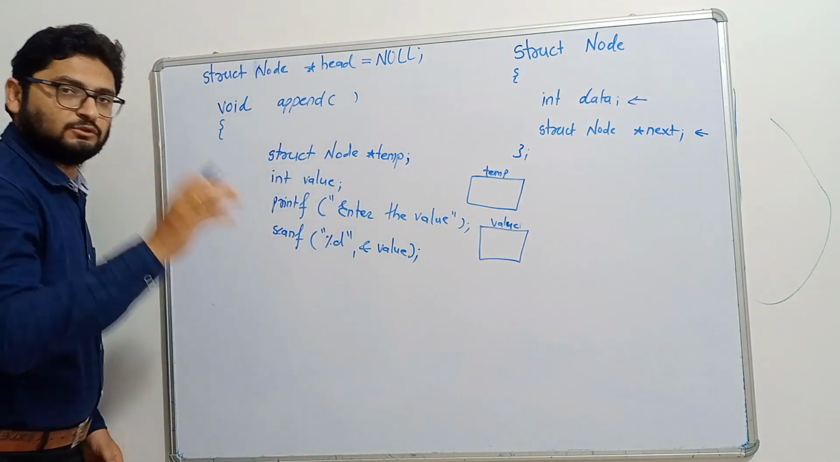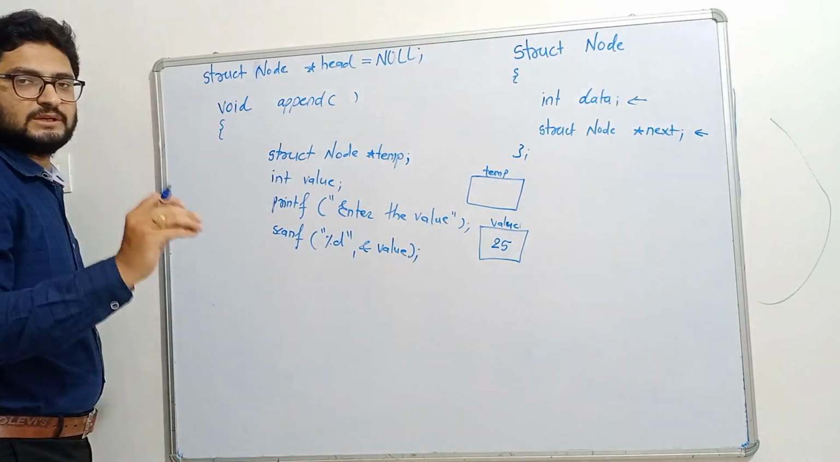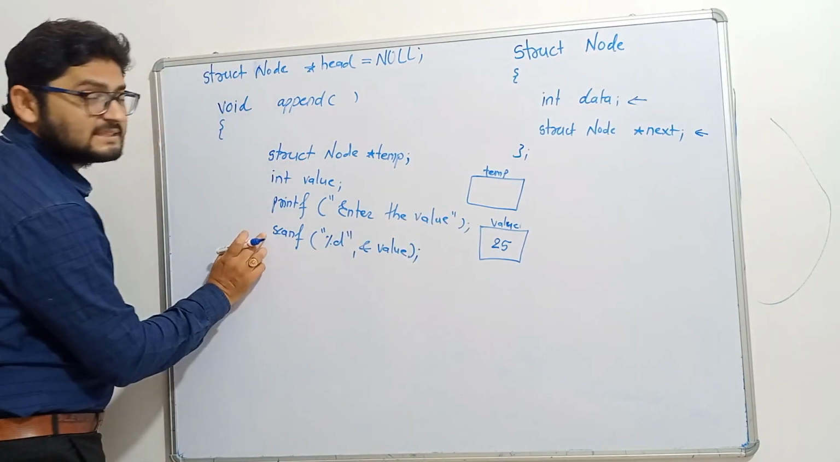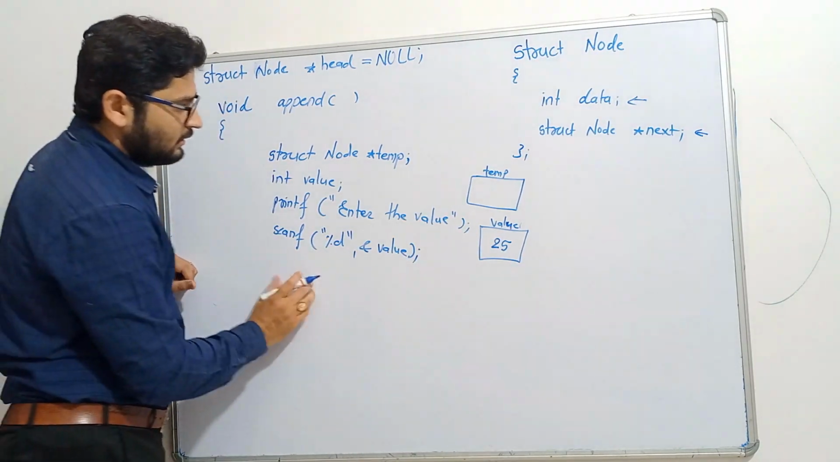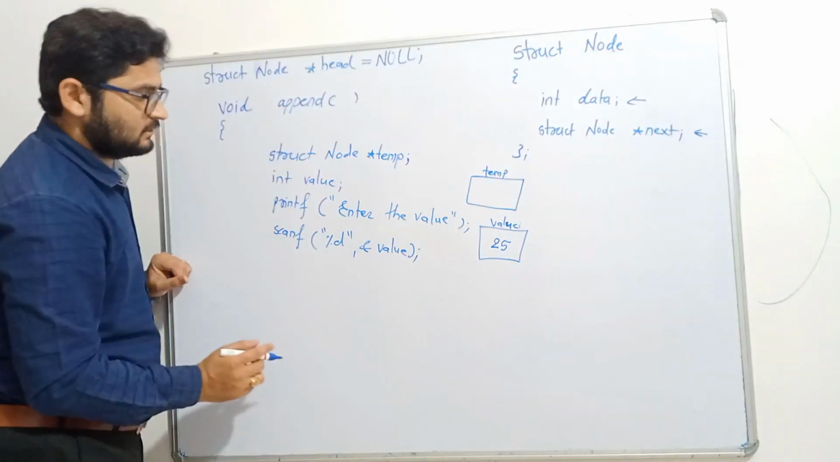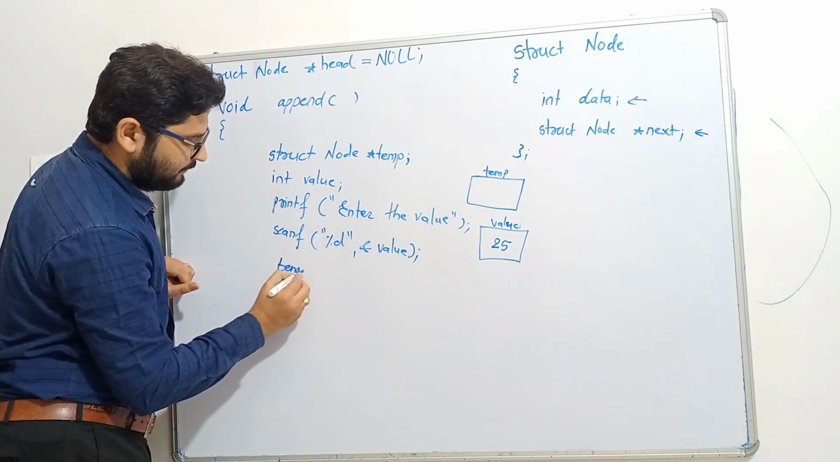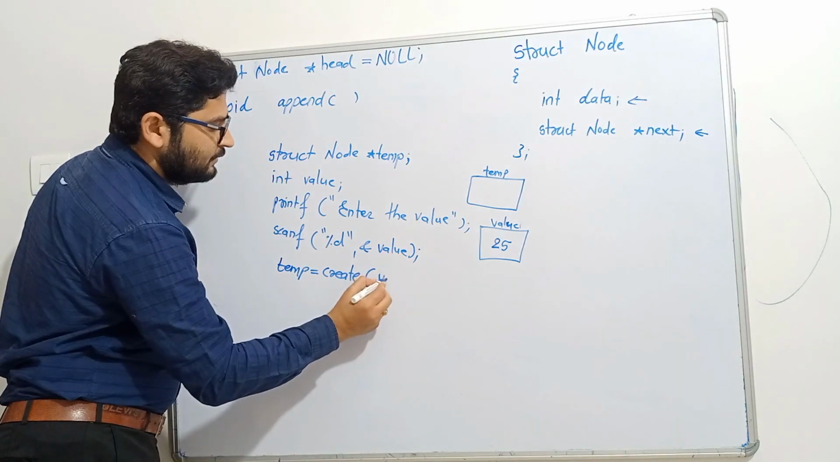Now let us suppose the user has inserted 25. So the user has entered 25, and that 25 will be stored in value using this scanf line. Now I will call the create function to create a node for this value in the linked list. So for that I will write temp is equal to create(value).